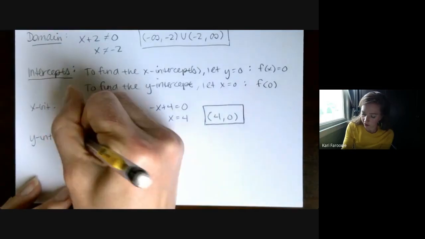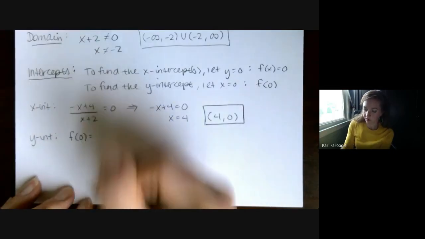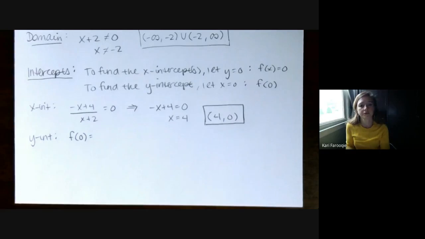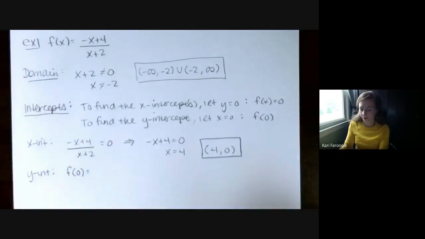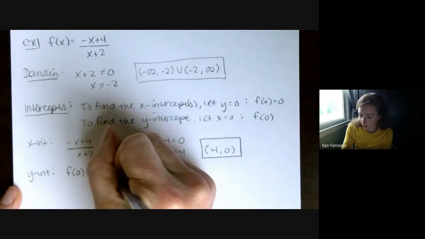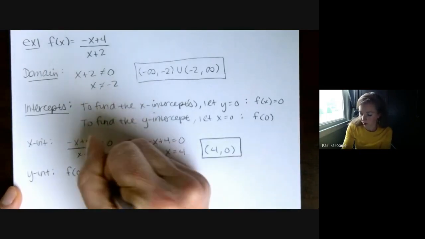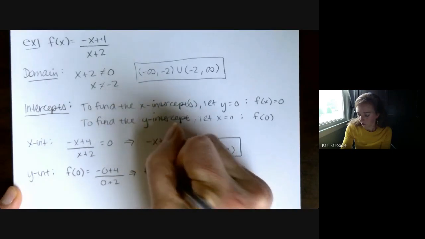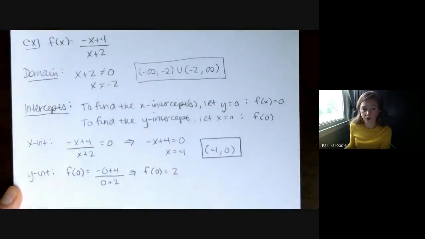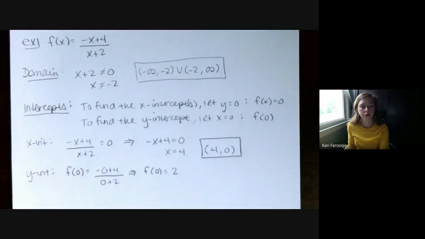Now you're going to find your y-intercept. To find your y-intercept, you are finding f of 0. Back to my function here. F of 0 is negative 0 plus 4 divided by 0 plus 2. F of 0 is 2. 4 divided by 2 is 2.